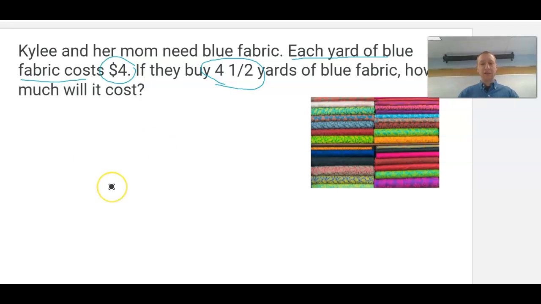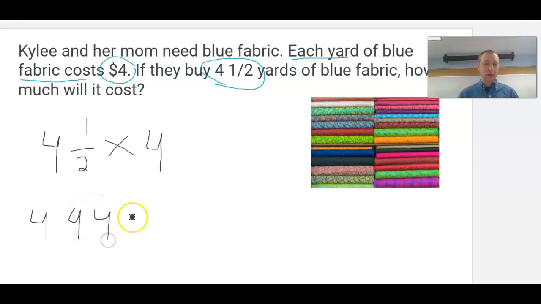So this one's a little different because we're not taking a part of a part here. Instead, we're saying, all right, I'm buying 4.5 yards, and each yard costs $4. So what's $4 times that 4.5 yards? Or sorry, $4, 4.5 times. So we're going to have $4 for the first yard, $4 for the second yard, $4 for the third yard, $4 for the fourth yard, and then it looks like a part for that.